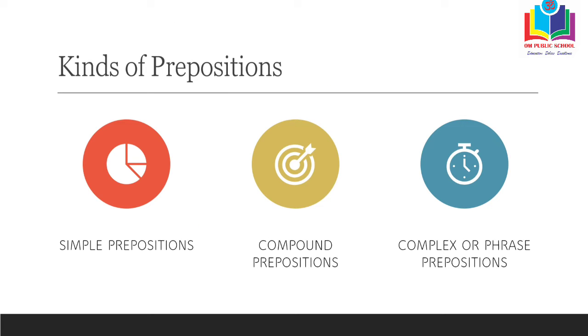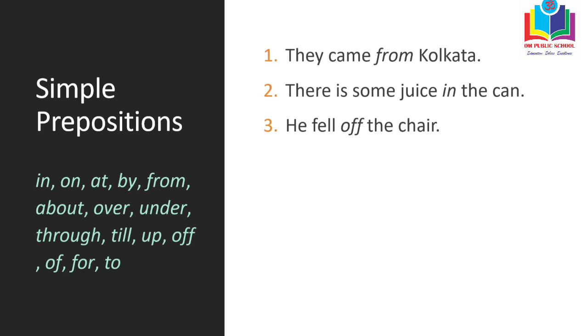Based on the formation, there are three kinds of preposition: simple prepositions, compound prepositions, and complex prepositions. Now let's see what these are. The first one, simple prepositions, are generally short, one-word, one-syllable prepositions, like in, on, at, why, from, about, over, under, through, till, up, off, for, to. Well, let's see how we use these in sentences.